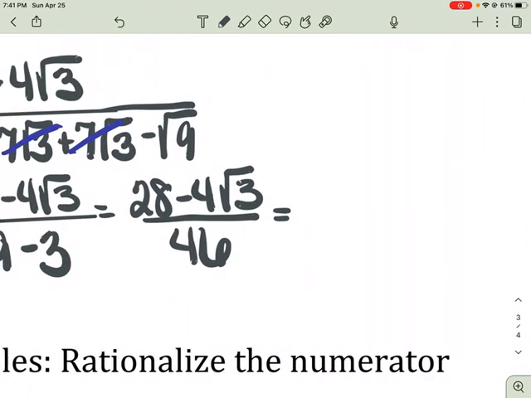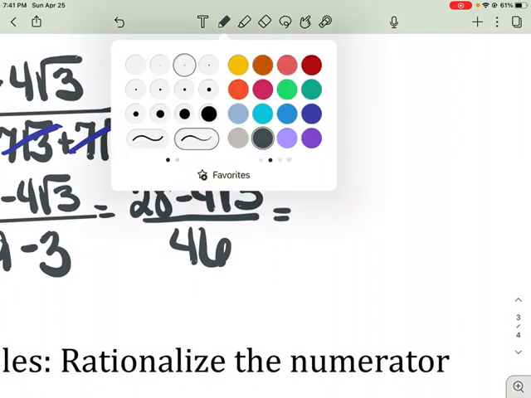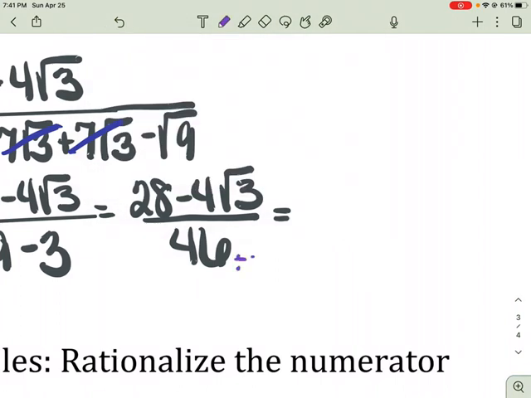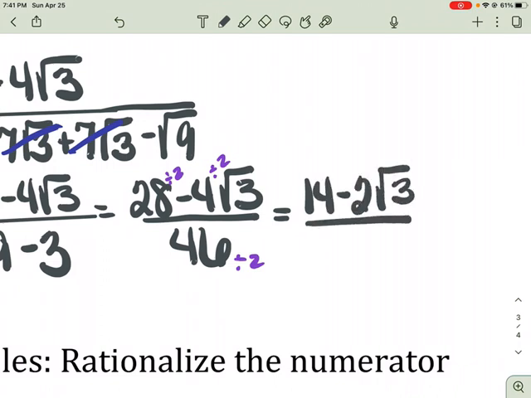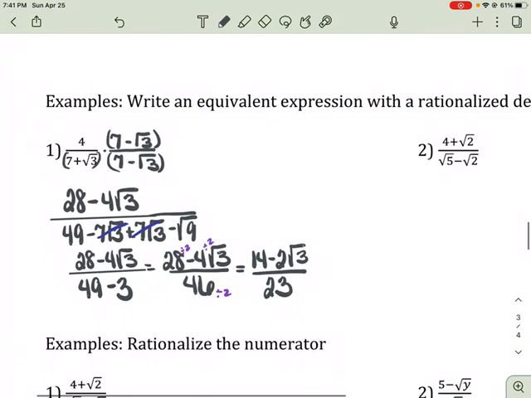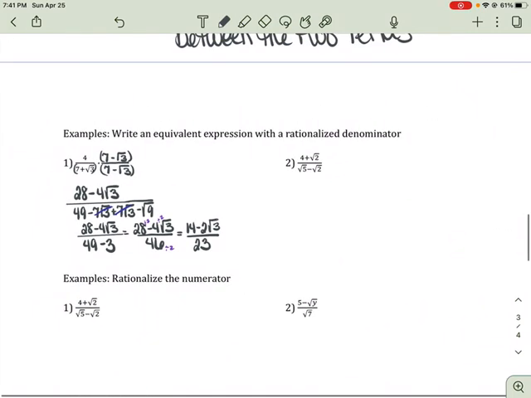Now, if you want to, do we all see that 28, 4, and 46 can all be divided by 2? We can divide everybody by 2. So we can divide this guy by 2, divided this guy by 2, divided by this guy by 2. And so we can make this 14 minus 2 square roots of 3 all over 23. Okay, notice I didn't touch the 3 because he's underneath the radical. You can't touch him. Okay, let's try another one.